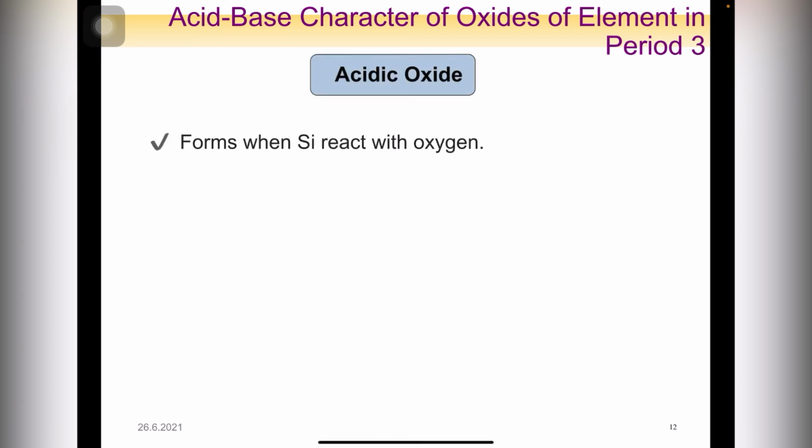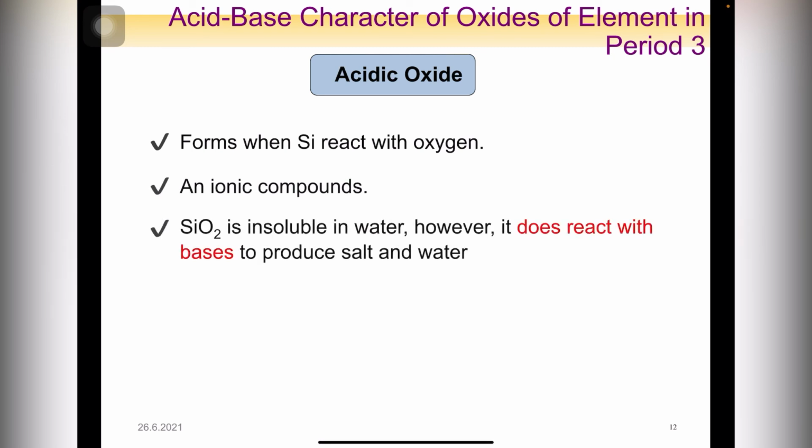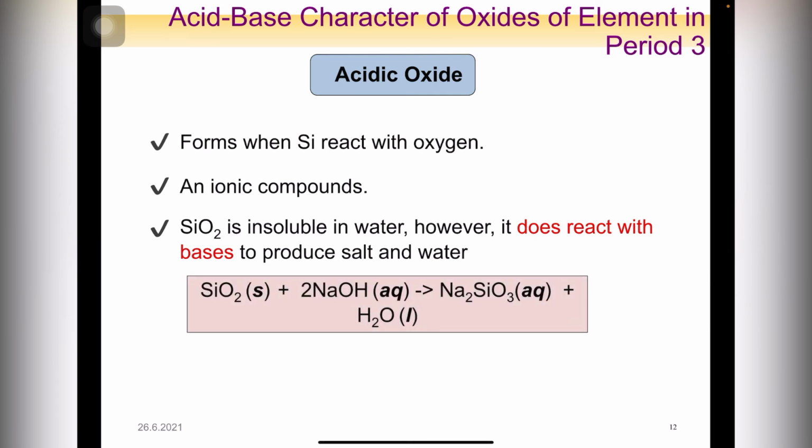Acidic oxide forms when silicon reacts with oxygen. It is ionic and it is insoluble in water. However, it does react with the base to produce salt and water. So this is the equation to show that it reacts with the base. It is acidic, so it reacts with the base.